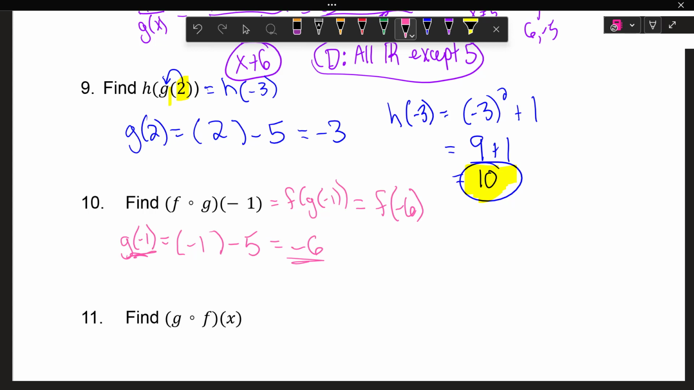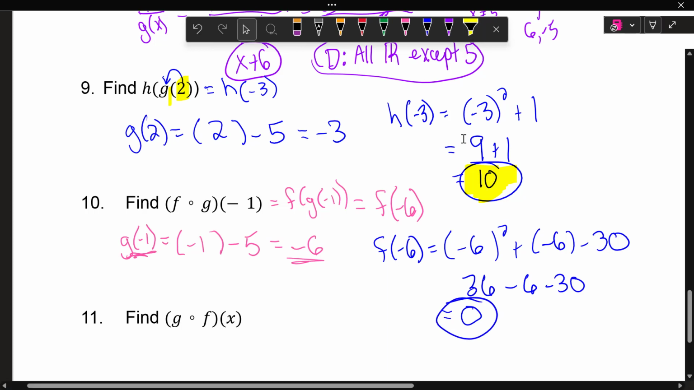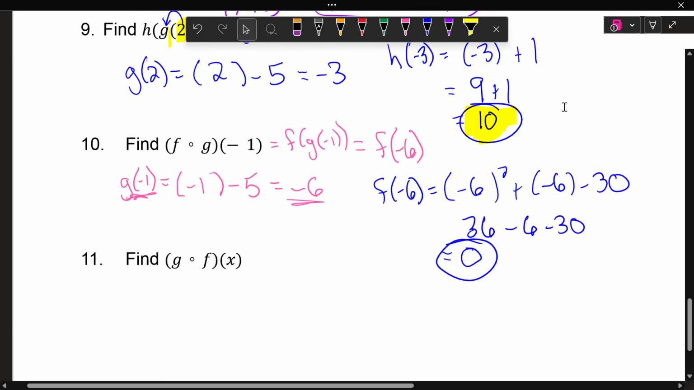Now we'll deal with f of negative 6. The f function is something squared plus something minus 30. What's that something we're substituting in? Negative 6 for x. So it's positive 36 minus 6 minus 30, and all that equals 0. So it's just a two-step problem. That's it. It's 2 substitutions.